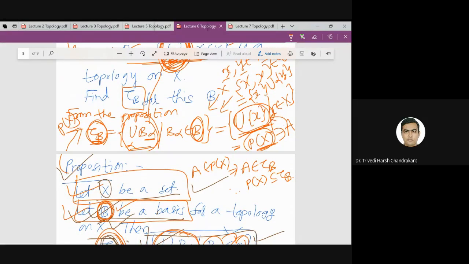And on the other hand, we already know that tau B is a topology. In fact, tau B is defined as the U such that U is a subset of X. So that is always a subset of the power set of X, right? So this is what I wanted to convey through this example.